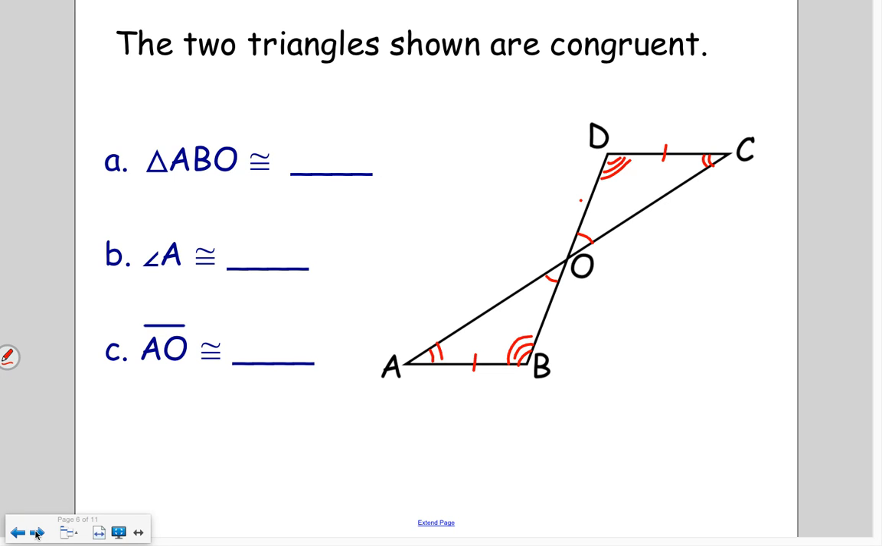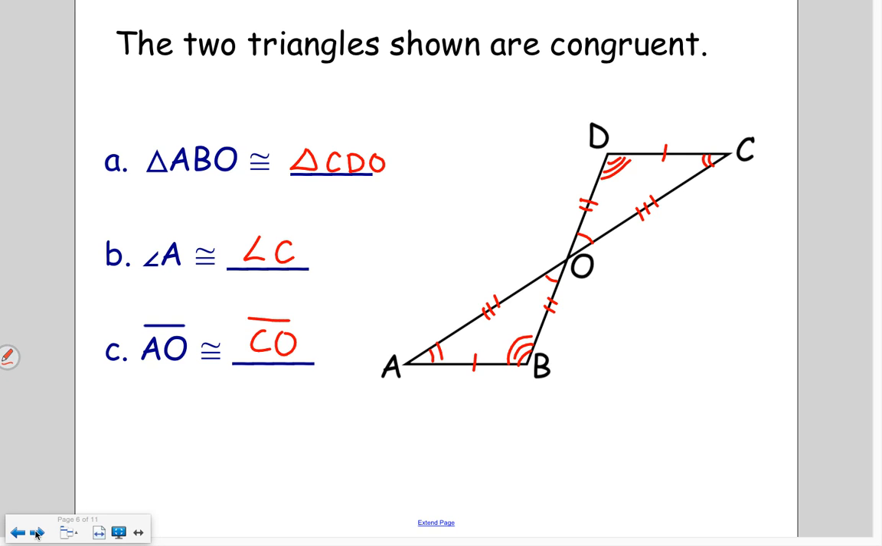And then between the single and the triple, we're going to make those our double hash sides, leaving us with our triple hash sides. All right, so it looks like triangle ABO, that's double, triple, single, is going to be congruent to triangle, double, triple, single, CDO. There's our congruent statement for our triangles. Angle A is congruent to angle C. And side AO is congruent to side, that's the triple hash, CO.